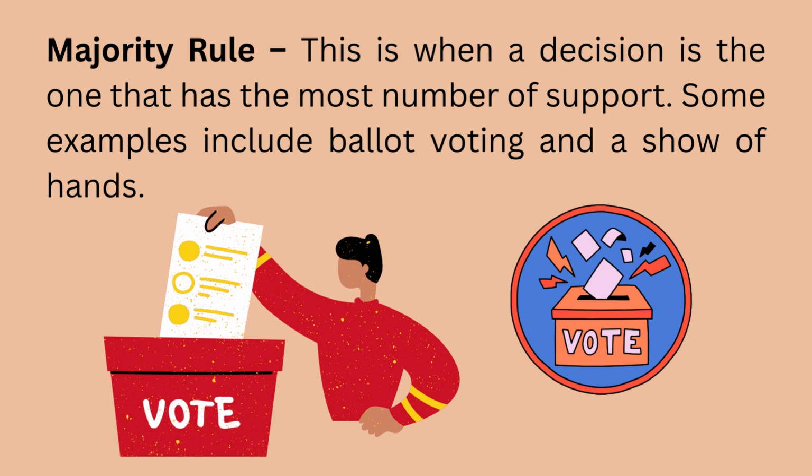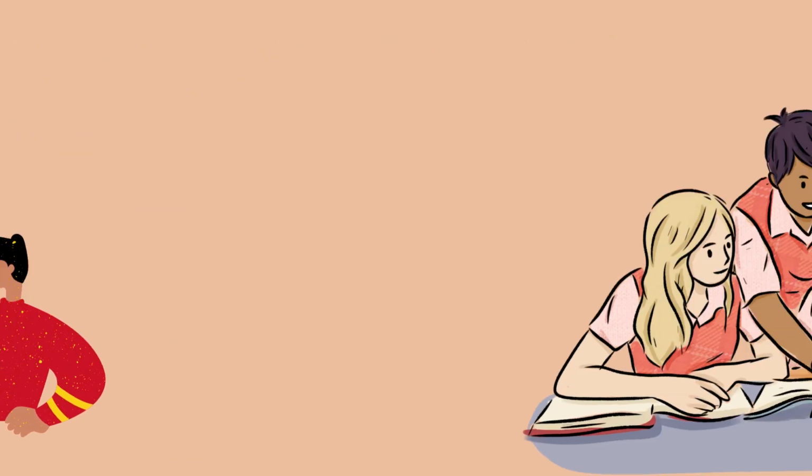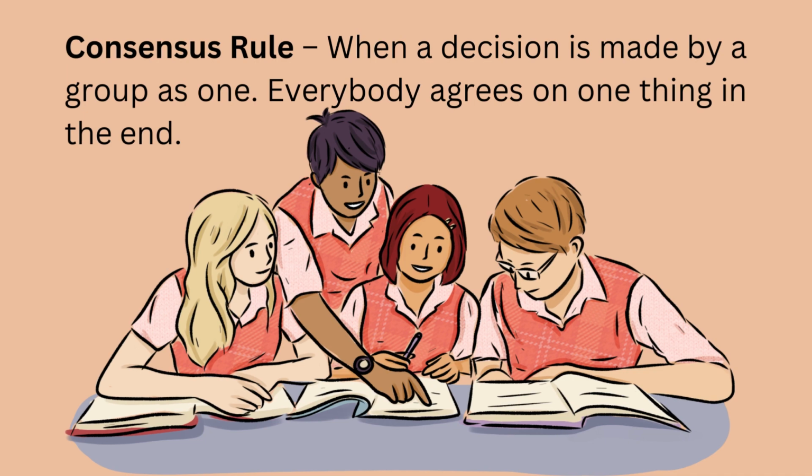Power in a group is somewhat balanced, so all members' voices are equally heard. Consensus rule. When a decision is made by a group as one, everybody agrees on one thing in the end. When to use it. Time is not limited and a decision is not subjected to be made by a target date. There are different perspectives, but there is a common goal.